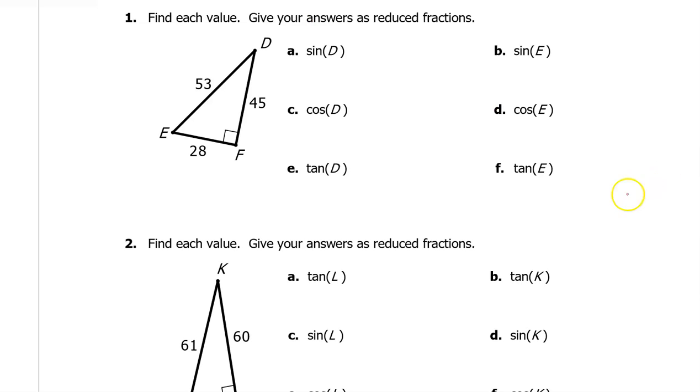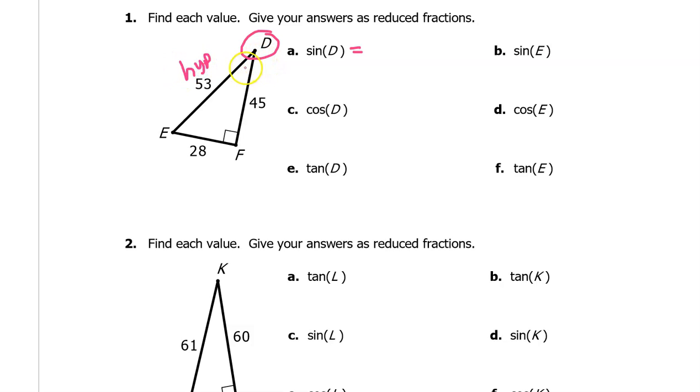Let's see how this works in practice. Look at problem number 1. Find each value. Give your answers as reduced fractions. For part A, we are supposed to find the sine of angle D. So we're focusing on angle D. First of all, the hypotenuse is the hypotenuse no matter what angle you're looking at. So here's the 90-degree angle. That makes this the hypotenuse.